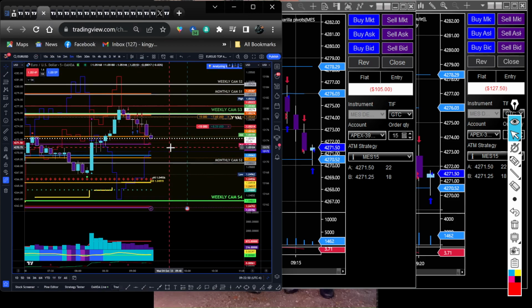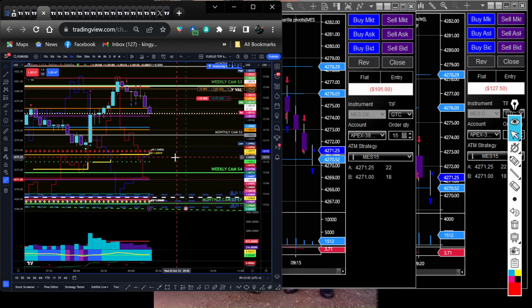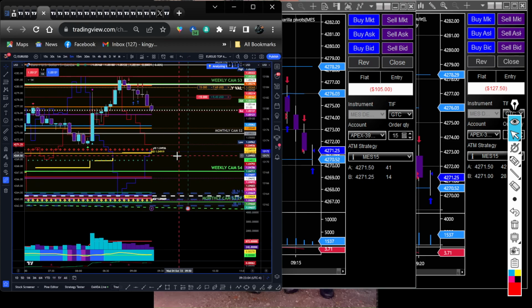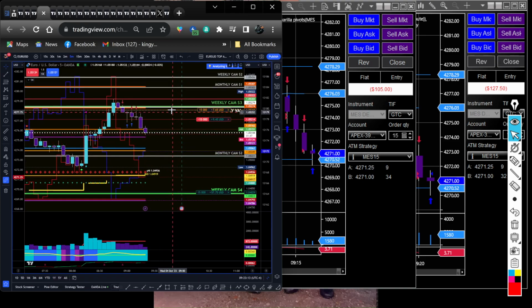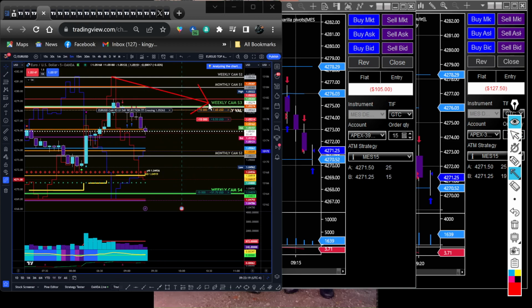I have a forex trade going on here, Euro USD, same kind of setup, but this one is working, so hopefully it keeps moving in the right direction. I'm trying to get to weekly cam S4, right? So weekly cam S3 to S4. So that's weekly cam. Let me just point it out right here. That's weekly cam S3. Trying to get to weekly cam S4 right here. So let's see if the Euro USD continues to work.